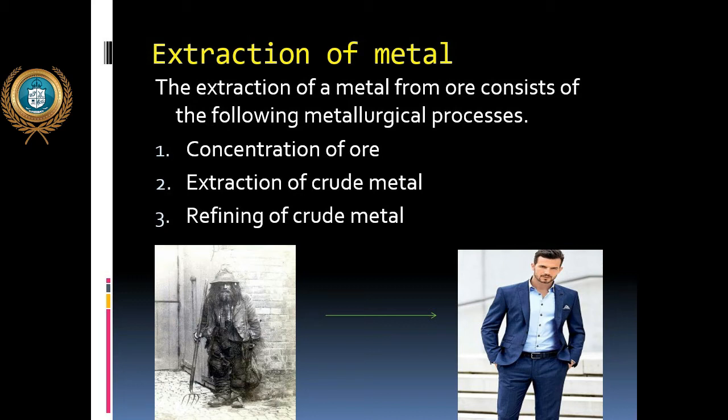So first, what do we do? We remove those impurities. That is the concentration of ore. The first process is the concentration of ore, which means removing the earthy impurities. Then the second process is extraction of crude metal.